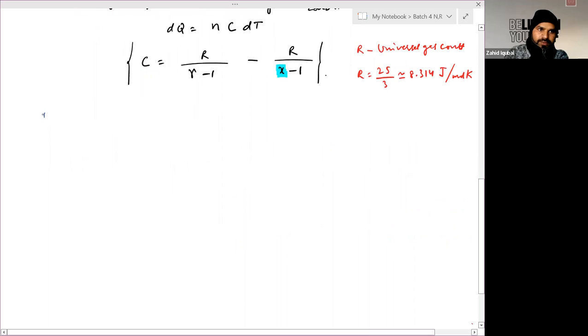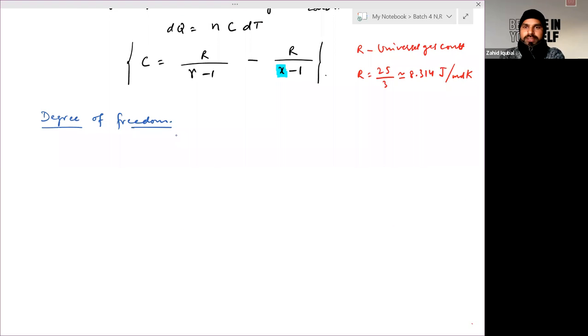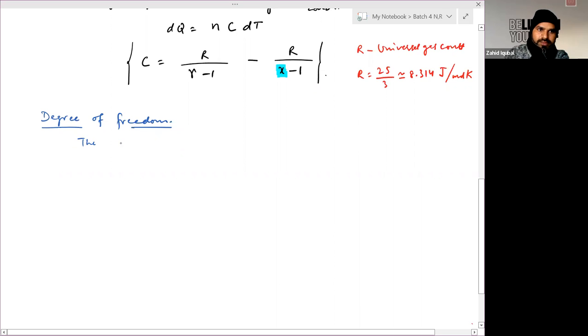To define this gamma, let me explain what we mean by degree of freedom. Degree of freedom is all the coordinates or directions in which a particle of gas may contain energy due to its motion. So all different directions or variables along which a gas molecule or particle may contain energy are termed as degrees of freedom. So it is the direction along which a gaseous particle may have energy.